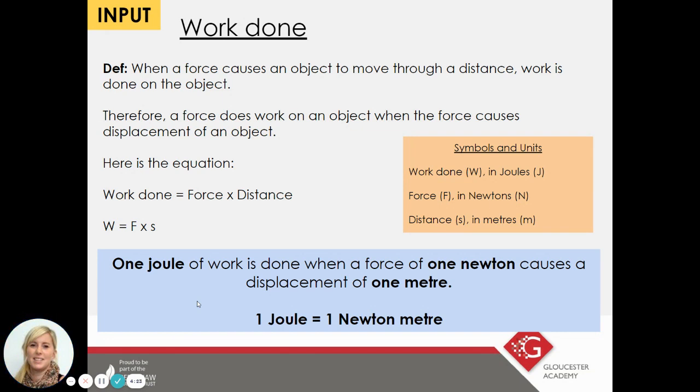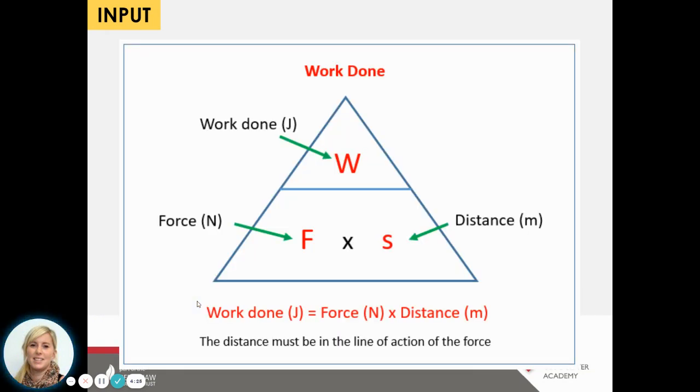So I like to use a triangle when I'm doing equations because it just helps me rearrange the equation. So for example, if I was trying to work out force, I would do force equals W divided by S. So force equals work done divided by distance. If I was trying to work out the distance, I would be doing S equals W divided by F. Okay, and again, that would be important information to have on a revision card.